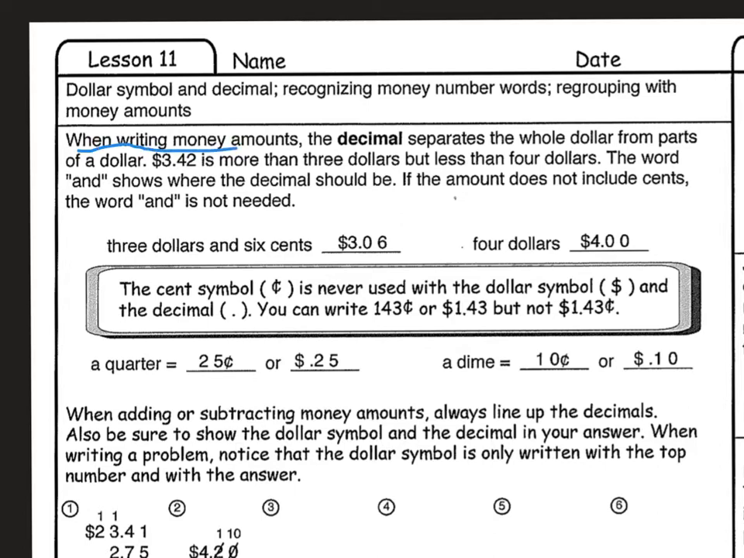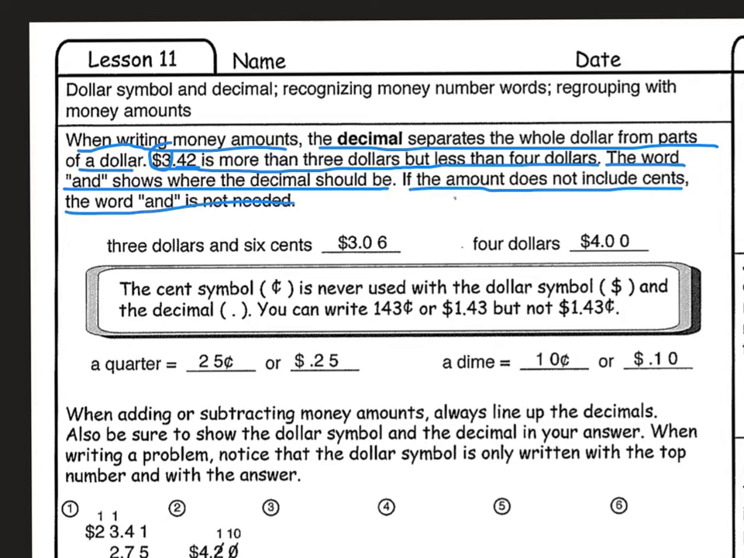Read along with me. When writing money amounts, the decimal separates the whole dollar from parts of a dollar. So this is $3.42. It is more than $3, but less than $4. It's $3 and some extra, 42 cents extra. It's not quite to $4 yet, though. That's what that's saying. The word "and" shows where the decimal should be. $3.42. If the amount does not include cents, the word "and" is not needed.